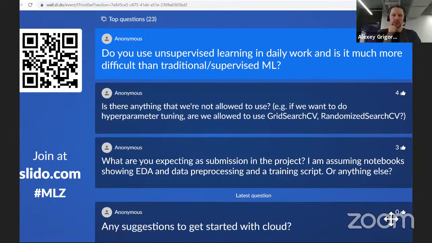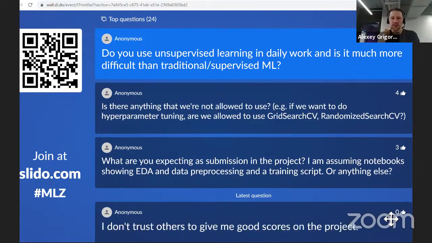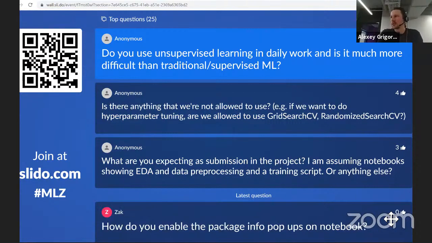So the first question is, do you use unsupervised learning in daily work, and is it much more difficult than traditional supervised machine learning? I don't remember the last time I needed to use unsupervised learning in my daily work. I did need to use it for my master thesis. I think I used it for some Kaggle competitions as well.